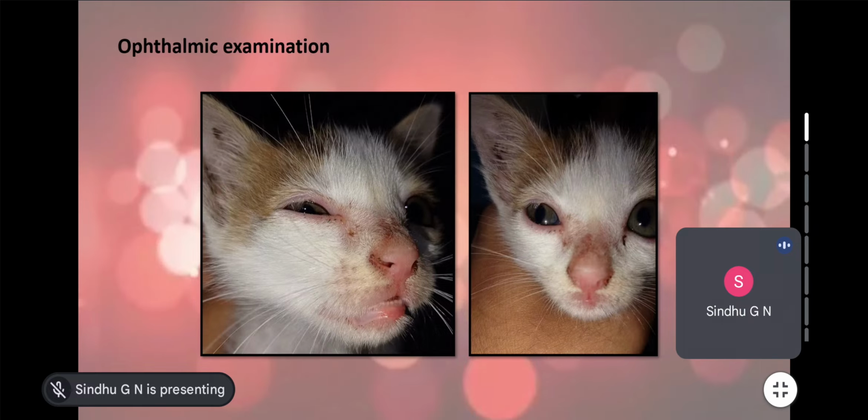So, ophthalmic examination. Here we can see that the kitten was presented with a corneal ulceration. The root cause of the ulceration is these abnormally grown eyelashes, which we can see in both pictures. If we don't address this and only treat the corneal ulcer, it's not going to get cured.